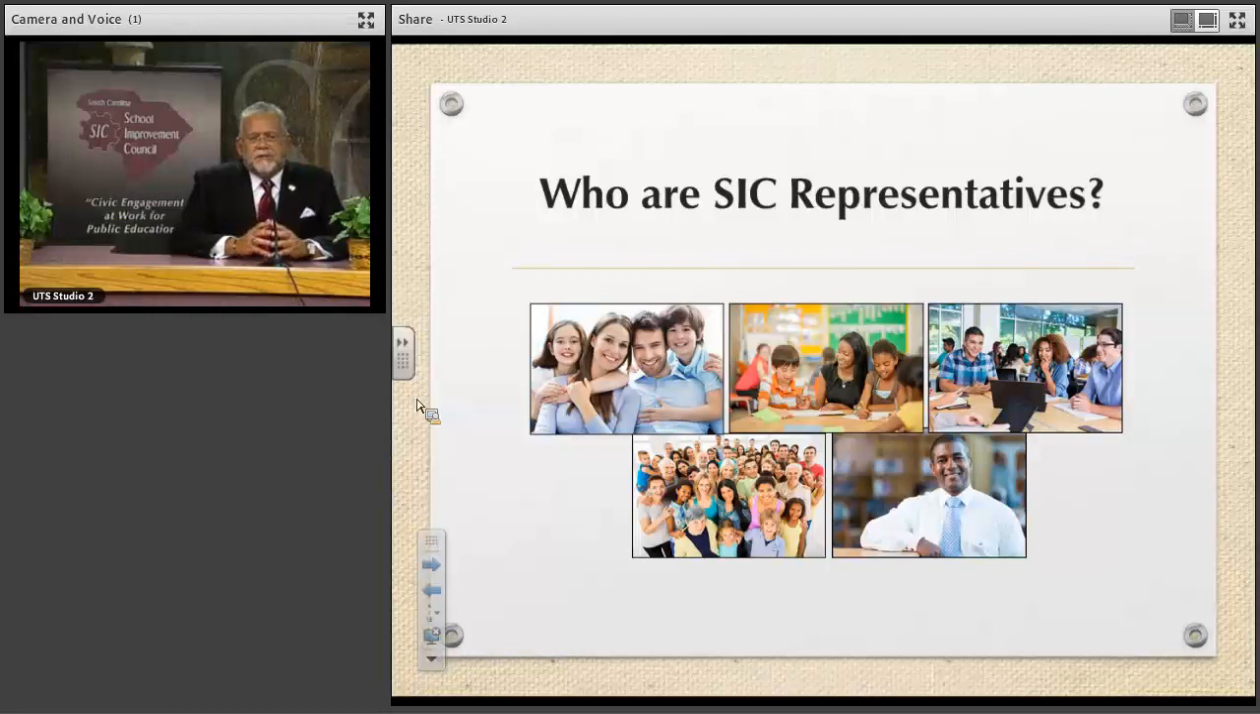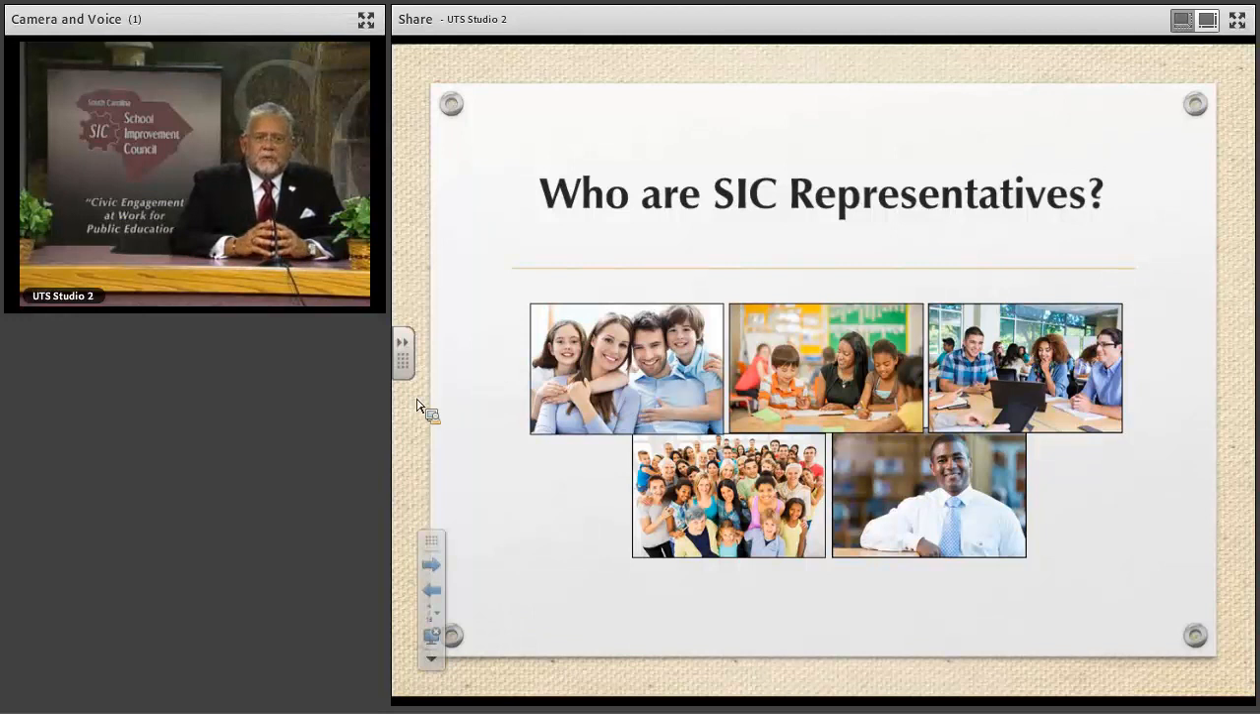So who is considered a school stakeholder entitled to a seat at the SIC table? The first group of stakeholders represented on an SIC is parents. Any parent who currently has at least one child enrolled in the school is eligible to serve. And on an SIC, the term parent is not restricted to a biological parent. A legal guardian, foster parent, family member, or other adult who is a primary caregiver for a child is eligible to serve as a parent representative.